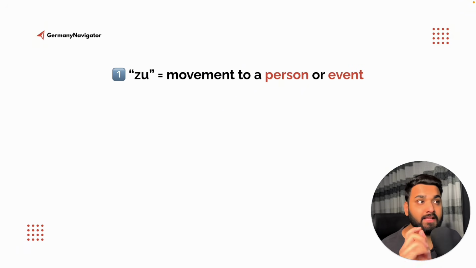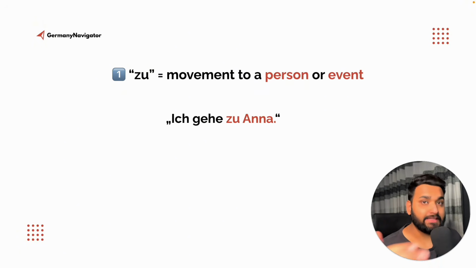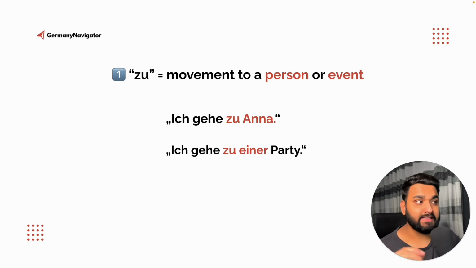The first and basic one is zu, which is equal to movement to a person or event. Let me show you some examples. Ich gehe zu Anna. I'm going to Anna. It's a movement towards a person. Then we have Ich gehe zu einer Party. That's a movement to an event.